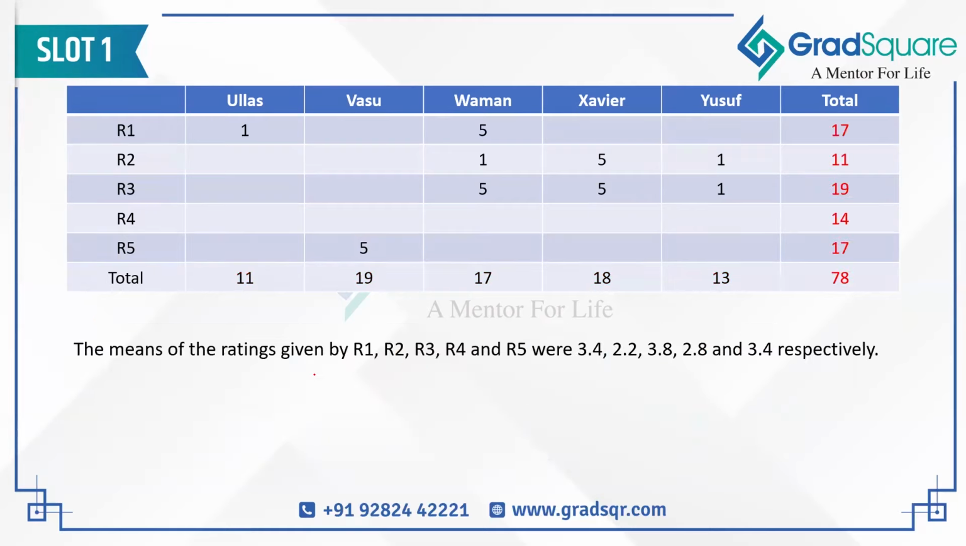Similarly, I have taken that particular sentence from this set, which is giving us a mean rating of each and every restaurant. So even for each and every restaurant, we can multiply the mean rating by 5 to find out the sum total of all the ratings given by one single restaurant to the 5 gig workers. So when I do that, multiplying each of these by 5, I get R1's total as 17, R2's total as 11, R3's total as 19, R4 as 14, R5 as 17.